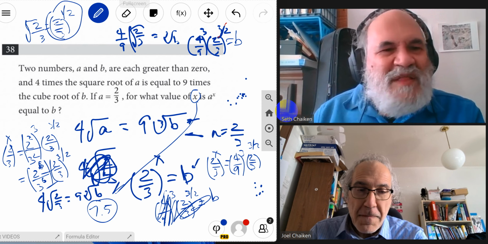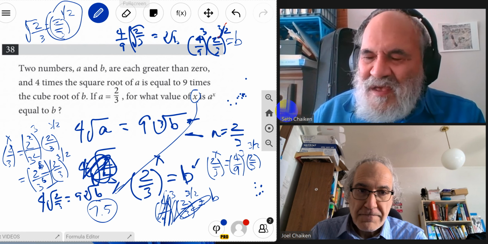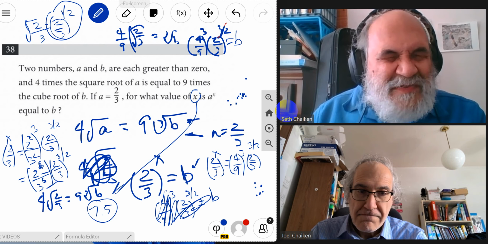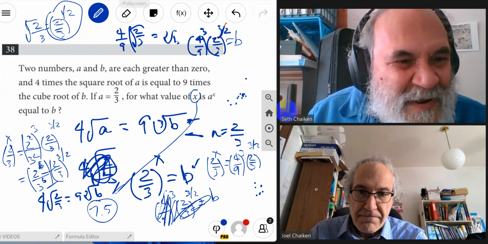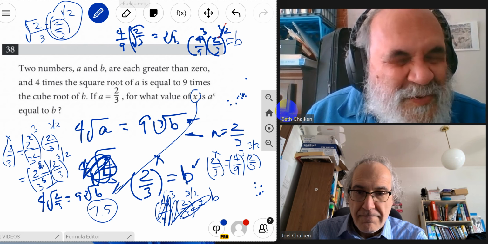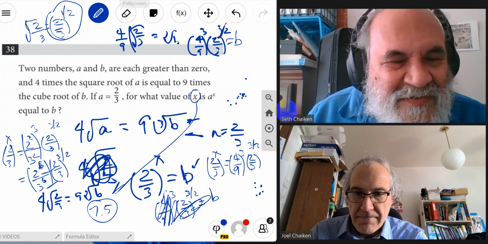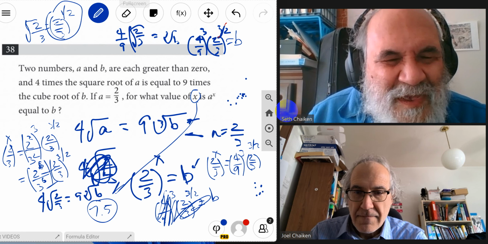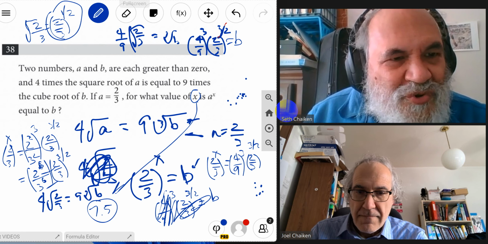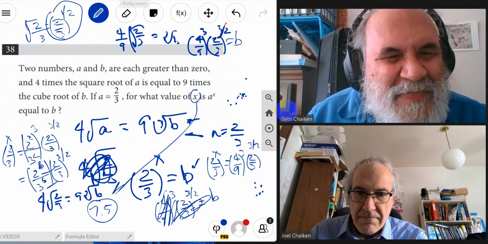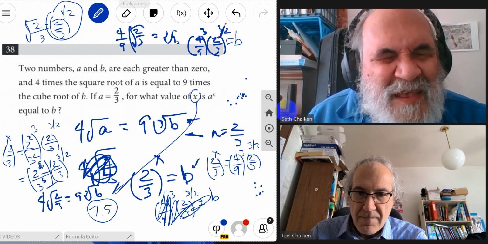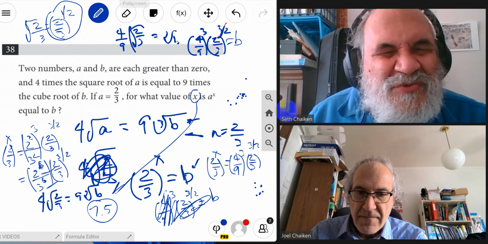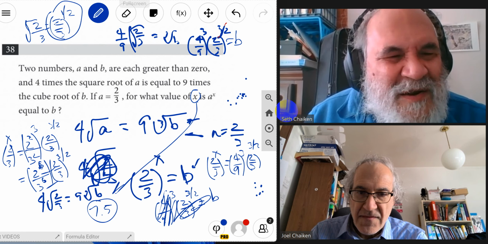Yeah. Right? The one piece of extra writing that you could have avoided was going from 4/9 to 2 squared over 3 squared. You could simply get 4/9 equals 2/3 squared. Right. Yeah.